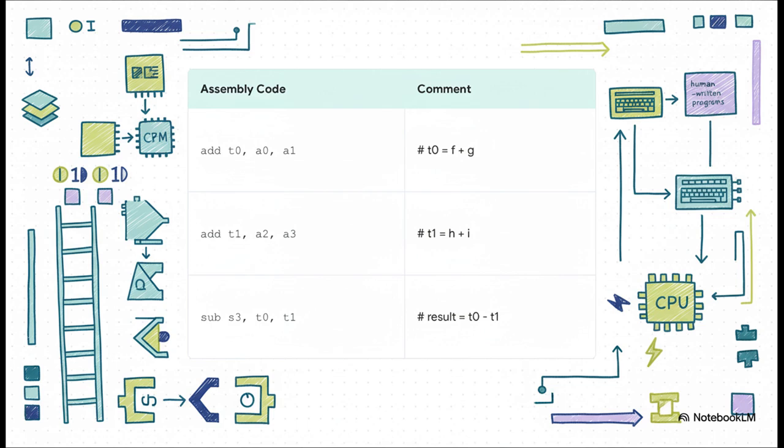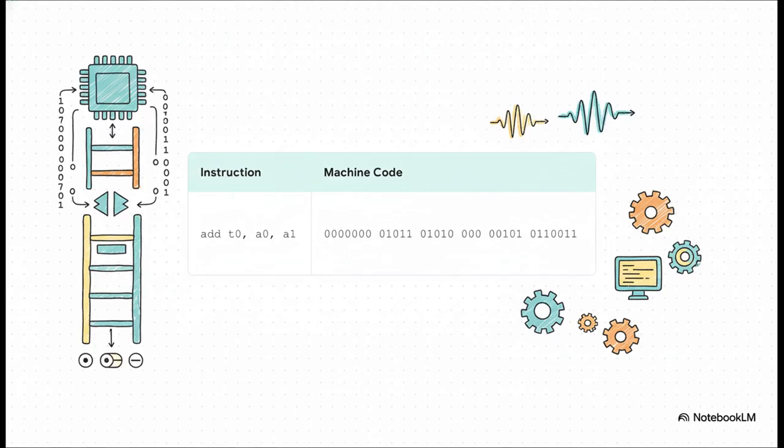We're almost there. And here it is, the final step. Another program, this one called an assembler, takes each of those assembly commands and translates it into the raw binary that the machine actually understands. That add command becomes this specific 32-bit pattern of 1s and 0s. This is what our processor fetches from memory. This is what flows through the logic gates we designed. This is the true language of the machine.